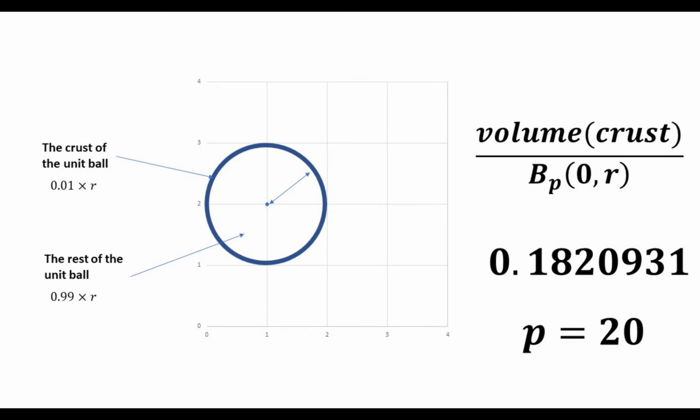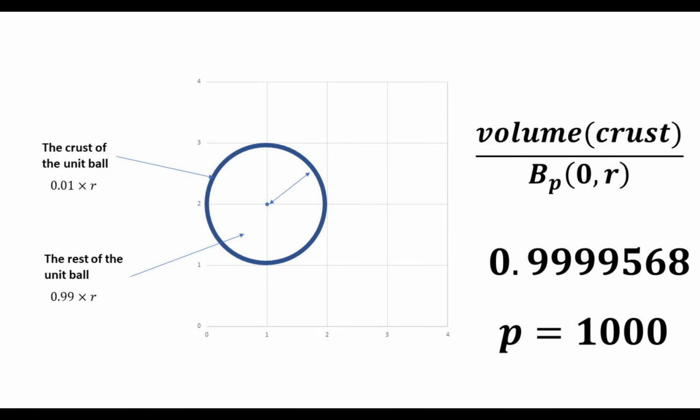Do you guys think it will continue to increase? You guessed it right. For 100, it's 63%, and for 1000, it's 99.99%. The crust devours all of the mass in our unit ball, which is crazy to be honest. This has tremendous implications on probability distributions, as the tail of these distributions, used to model real-world problems, will concentrate all of the mass, which is a big problem in the math world.